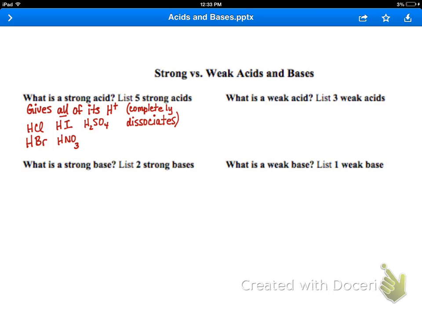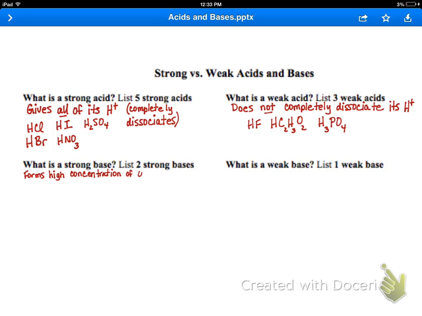A weak acid is an acid that does not completely dissociate or it does not lose all of its protons. And the weak acids that you need to know are HF, acetic acid, and phosphoric acid. So what happens is, instead of all of the protons coming off, a lot of the protons actually stay together with the acid and they make the acid weaker. It's not as strong because remember that an acid's strength is determined by the number of protons free in solution.